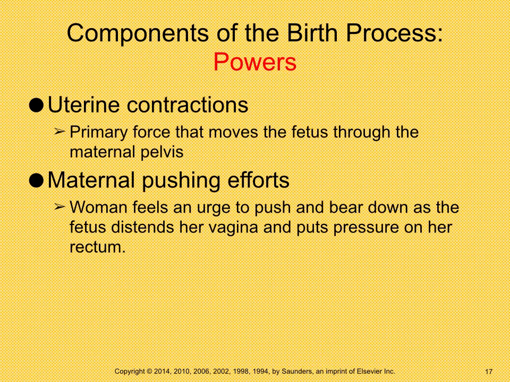Let's talk about the powers first, the maternal powers. When we talk about the maternal powers, we're talking specifically about uterine contractions, which are the primary force that moves the fetus through the maternal pelvis, as well as maternal pushing efforts. In order for mom to exhibit her pushing efforts, she needs to be 10 centimeters dilated and 100% effaced. Women feel an urge to push and they bear down with contractions, using the power of the contraction to help the fetus descend through the vagina and put pressure on the rectum, especially as she's bearing down.